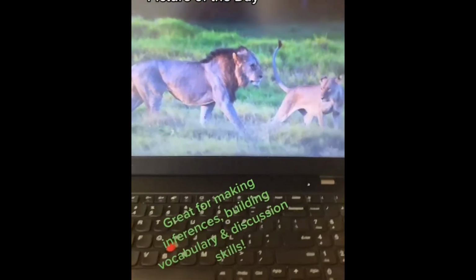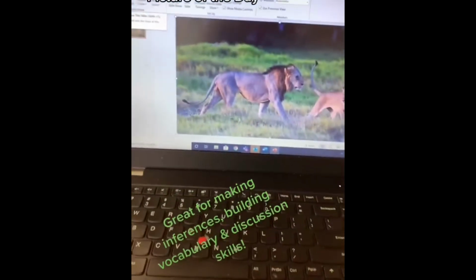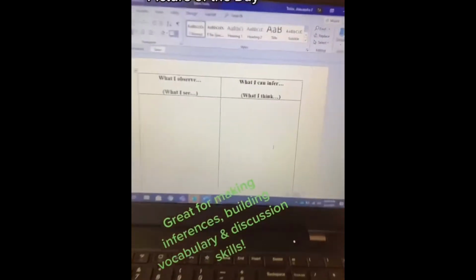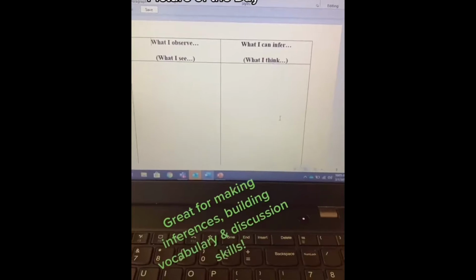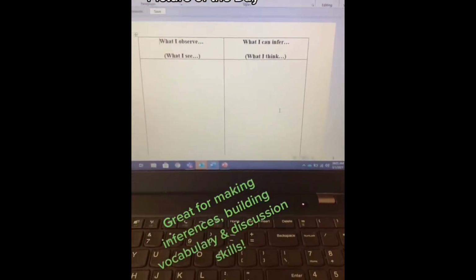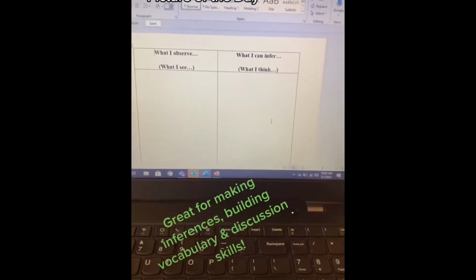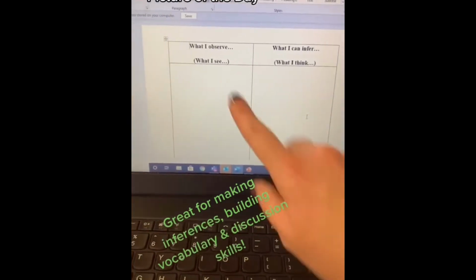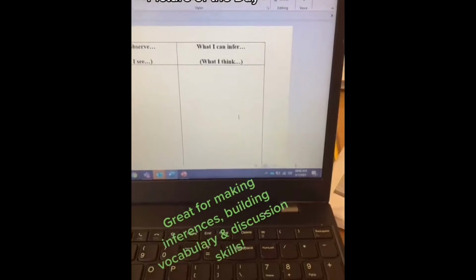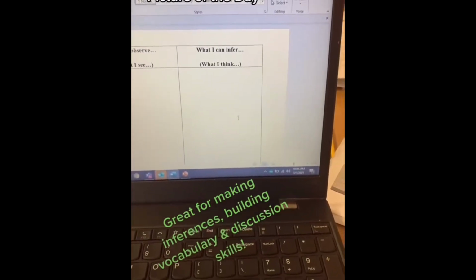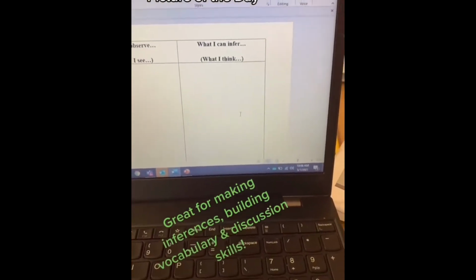As students are looking at it, they're going to create a T-chart that's going to look like this, just in their notebook. So for K-2 students, it would probably be something like what I see and then what I think. For our 3-5 students, what I observe and then what I can infer. Give students a minute to write some bullet points of what they actually see in the picture. And then give them a few minutes to say what they can infer or what they think is happening.